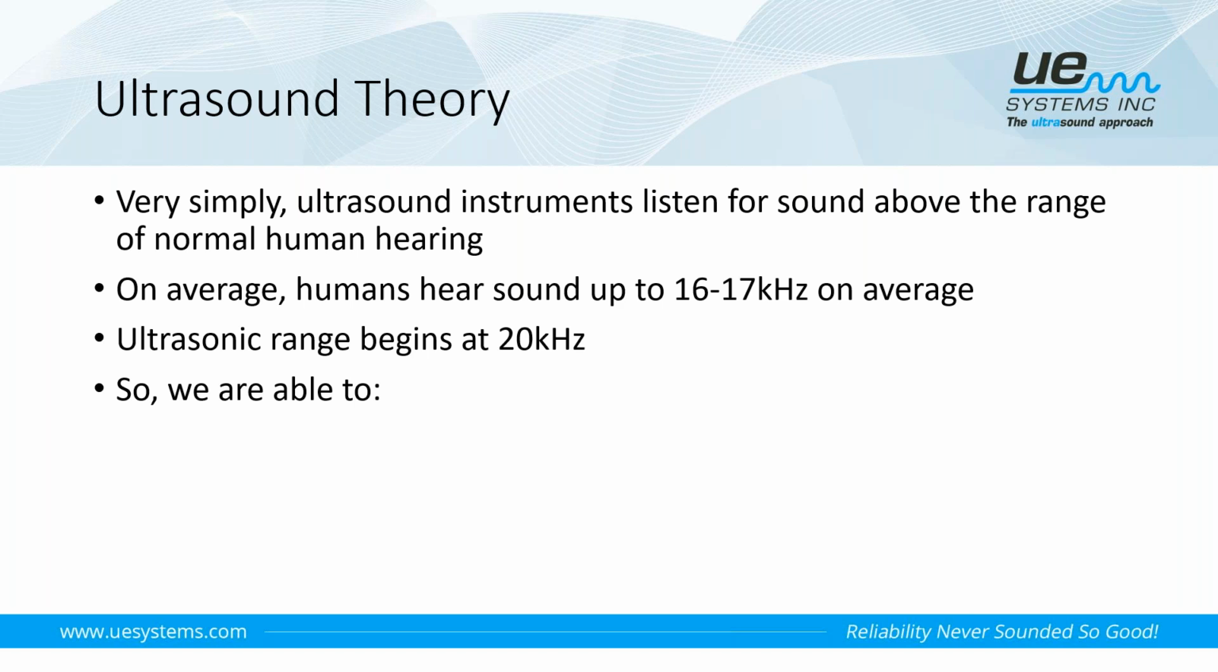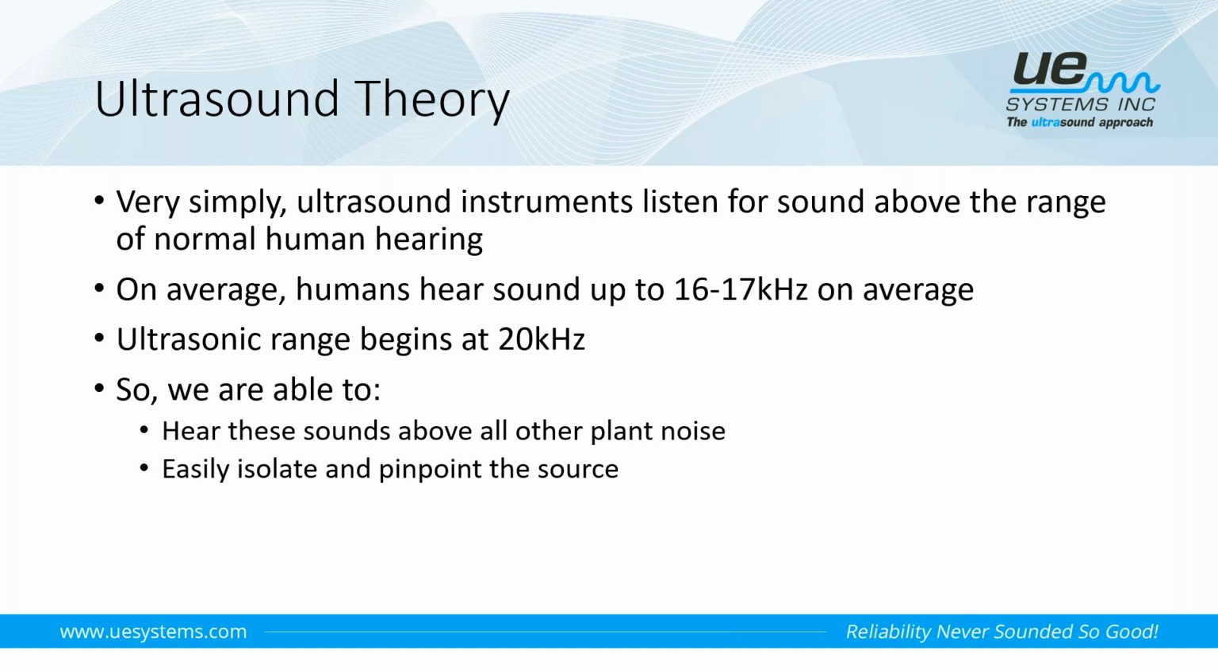And if we think about how ultrasound relates to normal human hearing, on the average, the upper threshold of what humans are capable of hearing is around 16 to 17 kilohertz. Well, the ultrasonic range begins at 20 kilohertz. So the lowest frequency that we're able to tune or set the instrument to is still above the range of what we're able to hear as humans. So it's very important because, again, we're listening for sound that we can't hear. So we're able to hear these sounds above all the other plant and background noise.